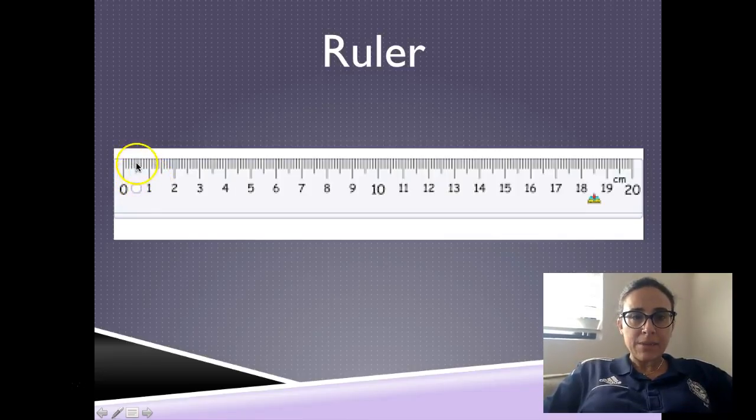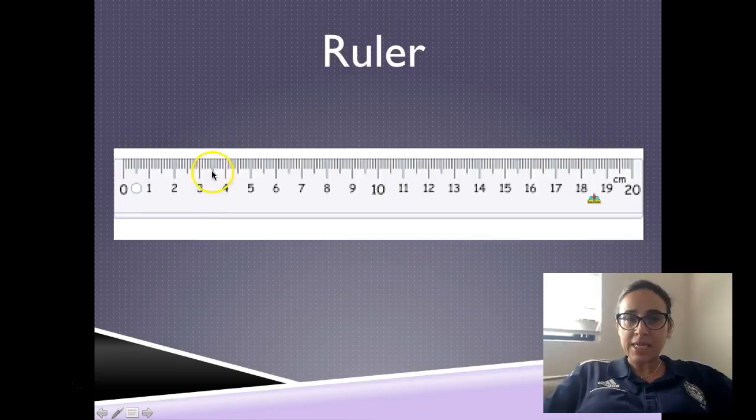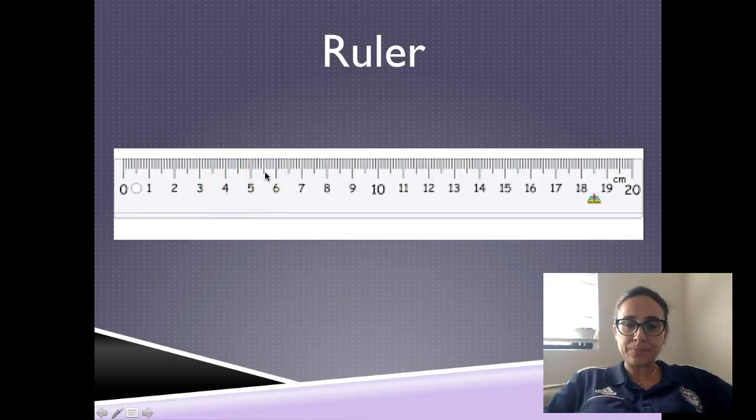The longer line in between the 0 and the 1 represents 5 millimetres. Again, here in between the 1 and the 2, it's another 5 millimetres. So all of these lines show 5 millimetres past that centimetre.